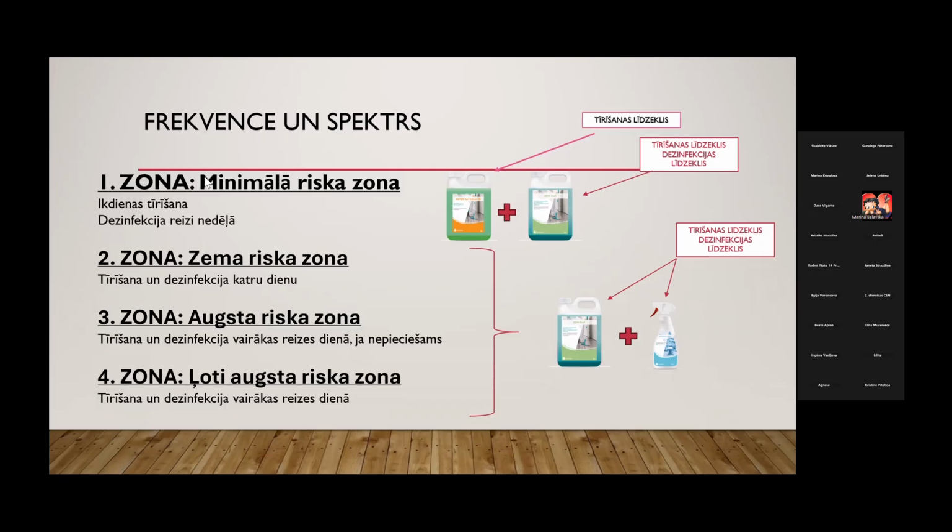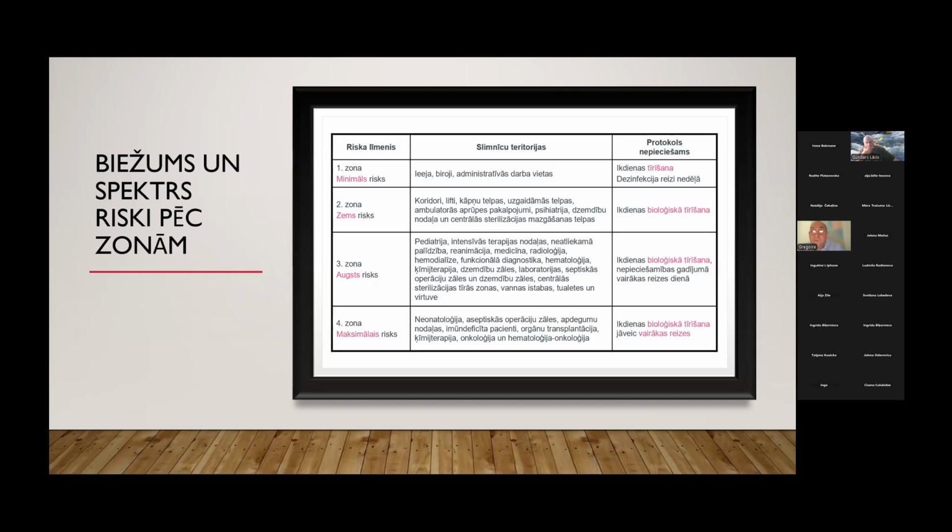So the minimum risk area will have daily cleaning. I'm not talking about disinfection, just cleaning. In this case, one detergent will be more than enough. And once a week, we can do a disinfection. Low risk area means cleaning and disinfection once a day. High risk area will be cleaning and disinfection several times a day when necessary. And the very high risk area will be cleaning and disinfection several times a day, with no comment of "when necessary."